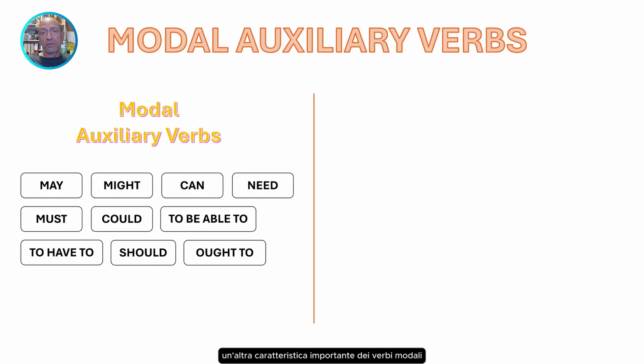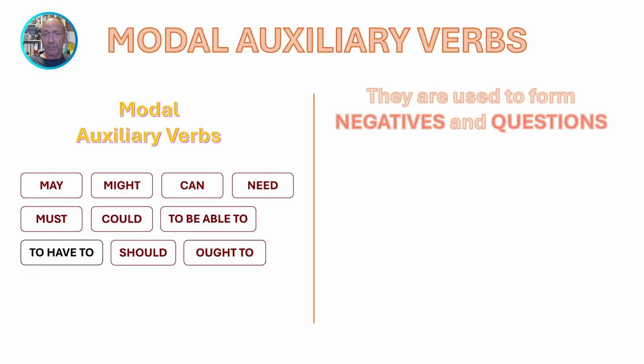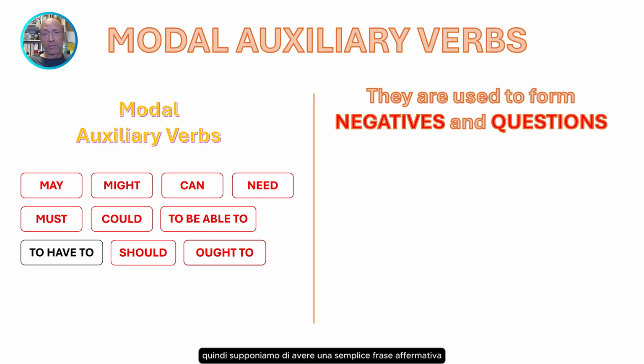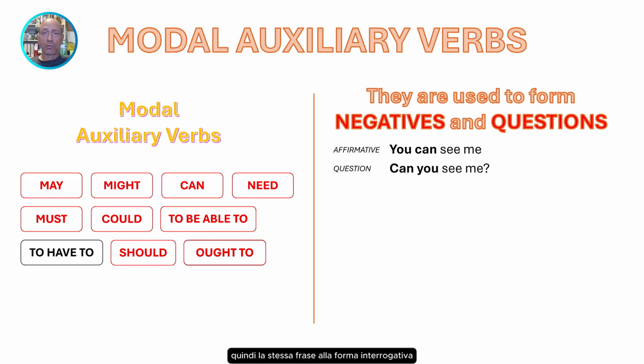Another major characteristic of modal verbs is that they are used to form negatives and questions. So, assume we have a simple affirmative sentence like you can see me, which is made up of a subject first, then a modal verb, followed by the main verb and a direct object. To form a question, you just have to make the subject auxiliary inversion. So the same sentence in the form of a question would now consist of the modal verb first, followed by the subject, and then the rest of the sentence.